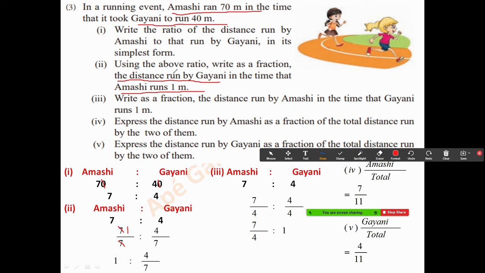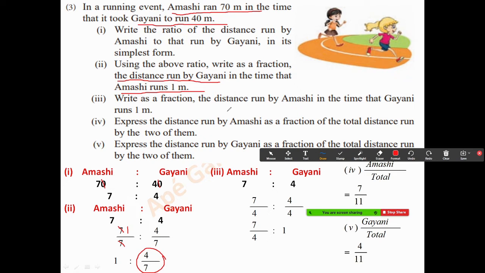So what is the answer? Using the above ratio, write as a fraction the distance run by Gayani in the time that Amashi runs 1 meter. The distance run by Gayani is 4 over 7. This is the answer. When Amashi runs 1 meter, Gayani runs 4 over 7 meters. Let's move to the next one.